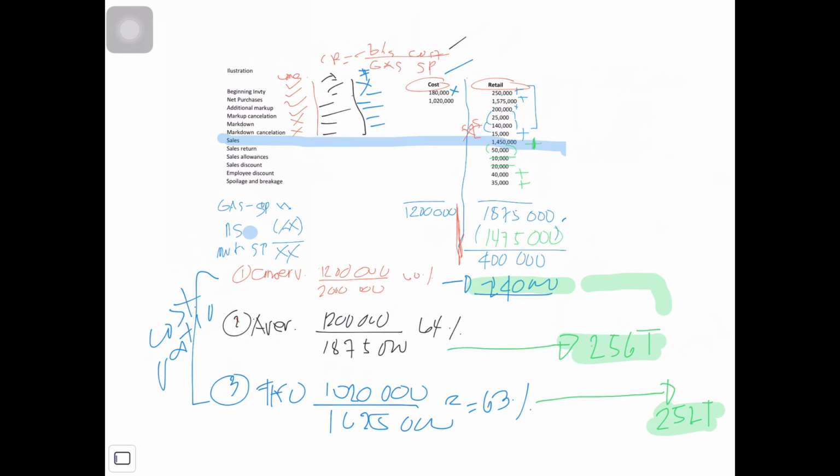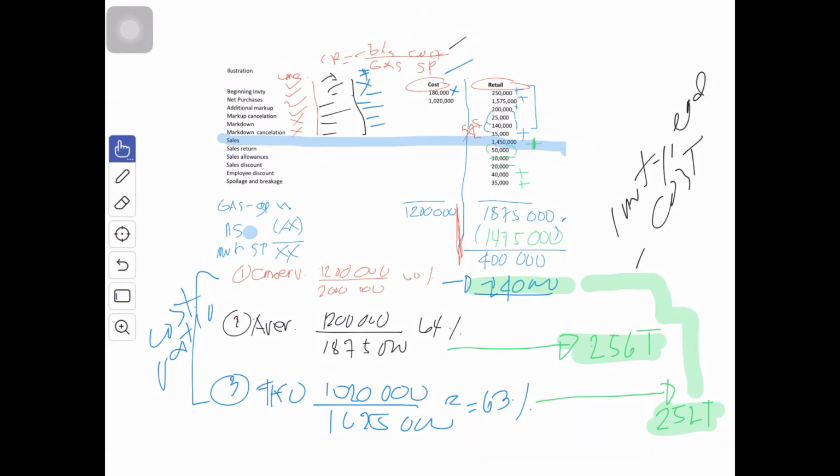So, these three are our ending inventory at cost using the retail method. So, that's it for retail, guys. And also for inventory.